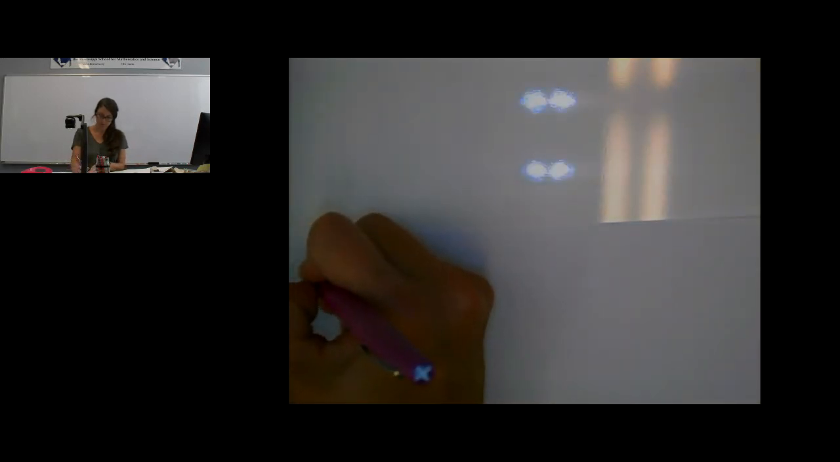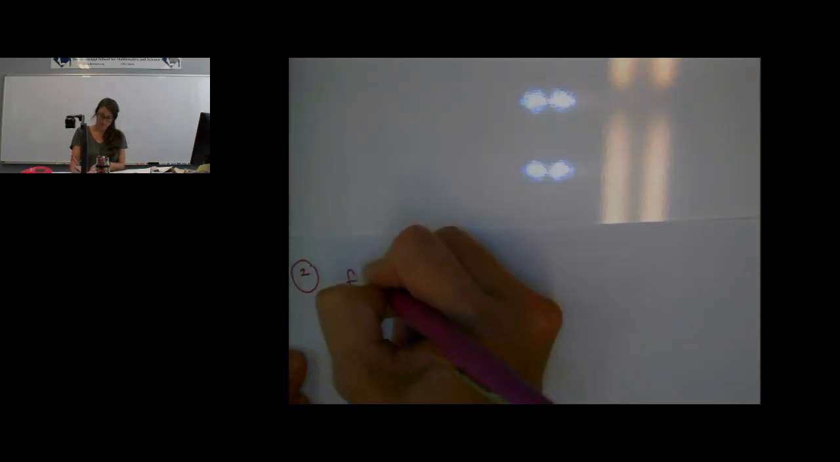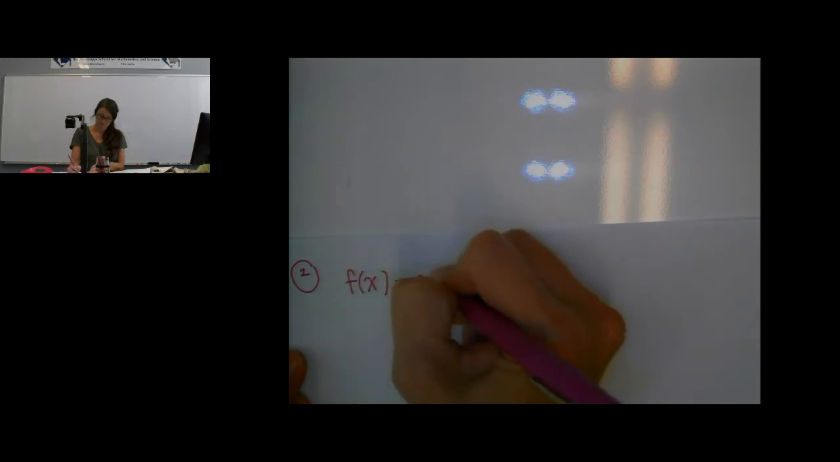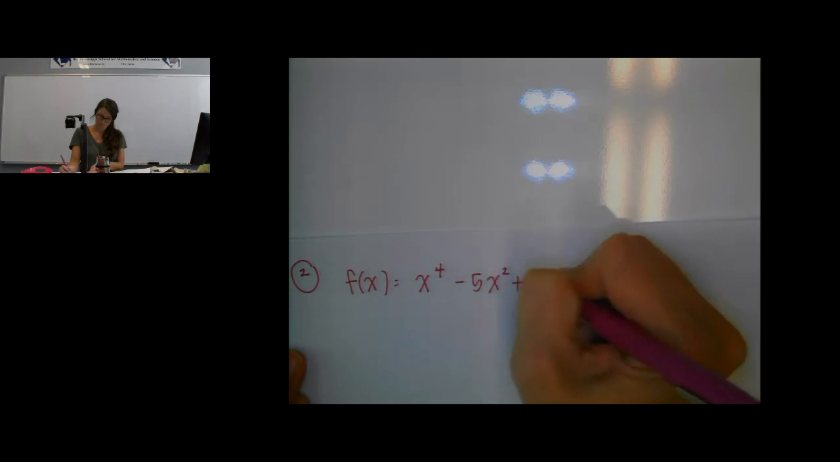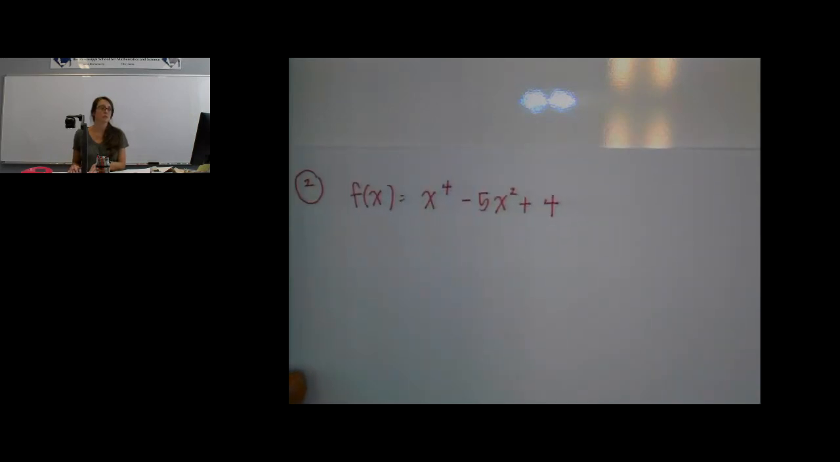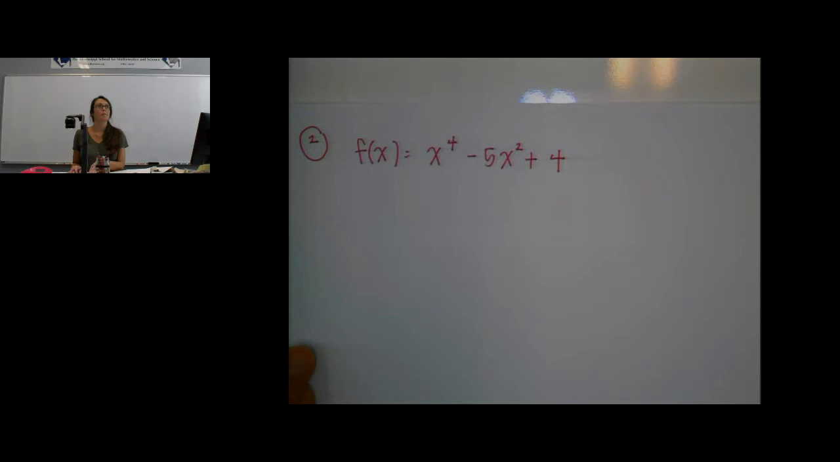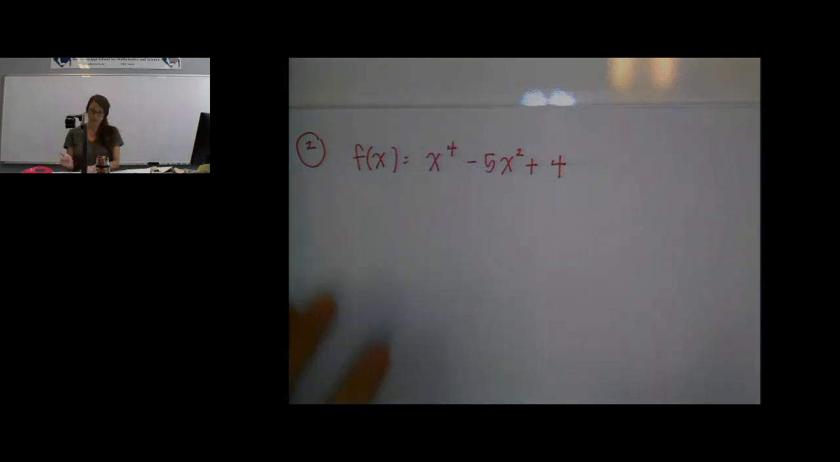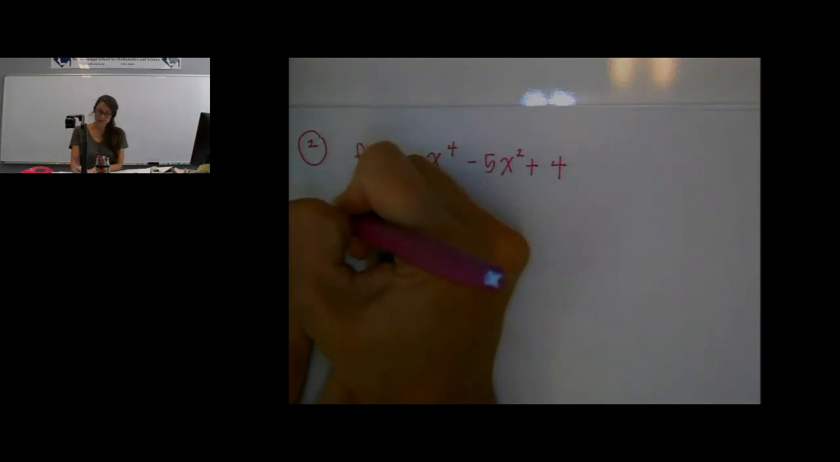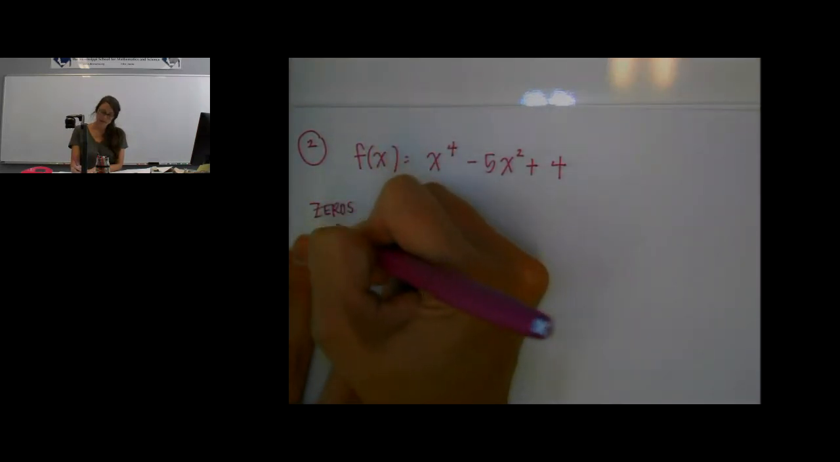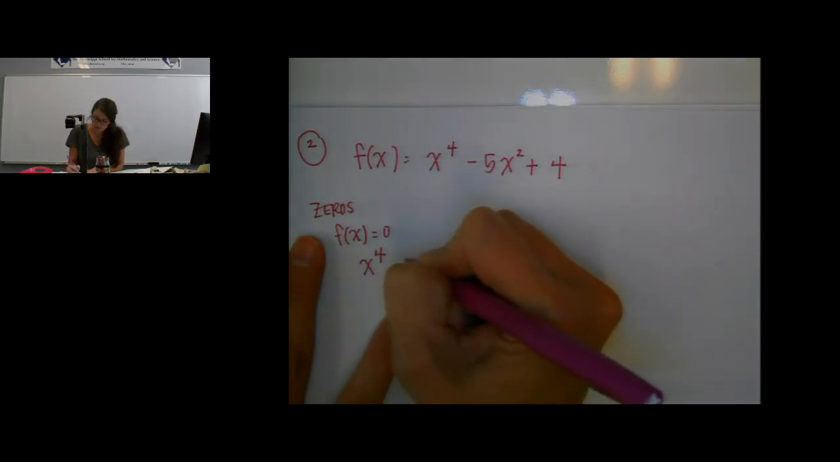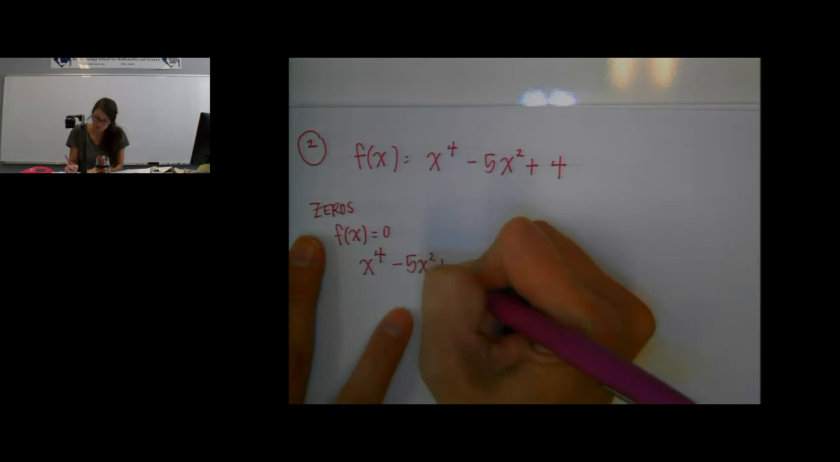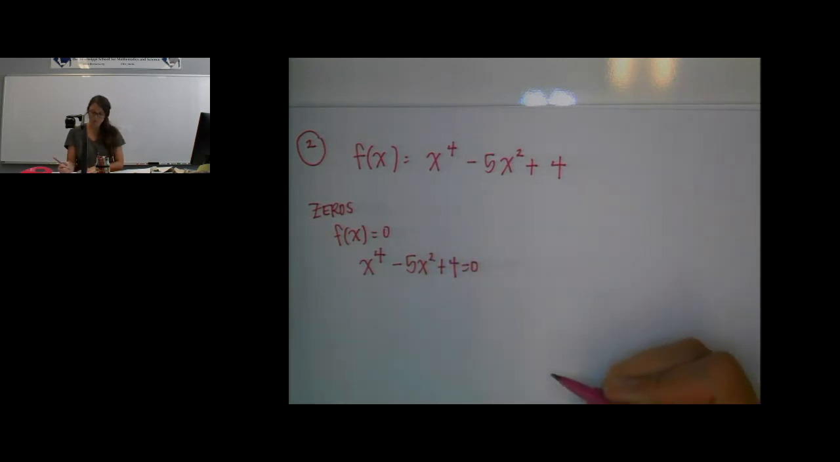All right, y'all do this one for me. Take a few minutes and do this one, finding the zeros and the y-intercept. Okay? So the zeros are where you let the function be equal to 0. So we'll say x to the 4th minus 5x squared plus 4 is equal to 0.